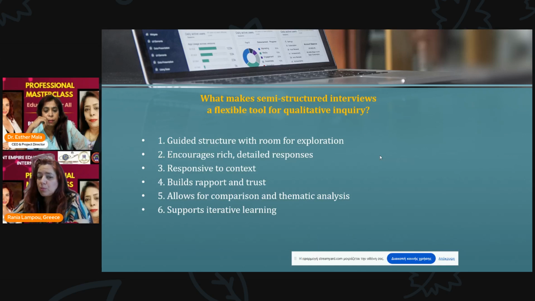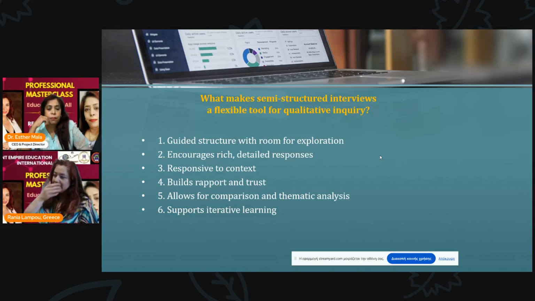Open-ended questions also promote in-depth explanations, personal experiences, and meaningful narratives, so participants can express their thoughts freely, offering insight into their perspectives, emotions, and reasoning. The conversational style also helps put participants at ease, especially when discussing sensitive or complex topics, and this can lead to more honest and authentic answers, which enrich the data.